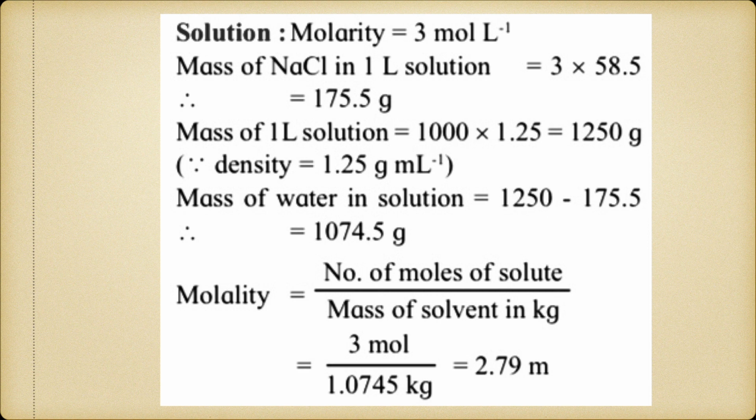Now I can directly apply the formula, molality equal to number of moles of solute upon mass of solvent in kilogram. So I have to convert that gram into kilogram, which can be done by dividing by 1000. So it will be 1.0745 kilogram. I can substitute the value as 3 moles upon 1.0745 kilogram. That will give me 2.79 m, that is molality.